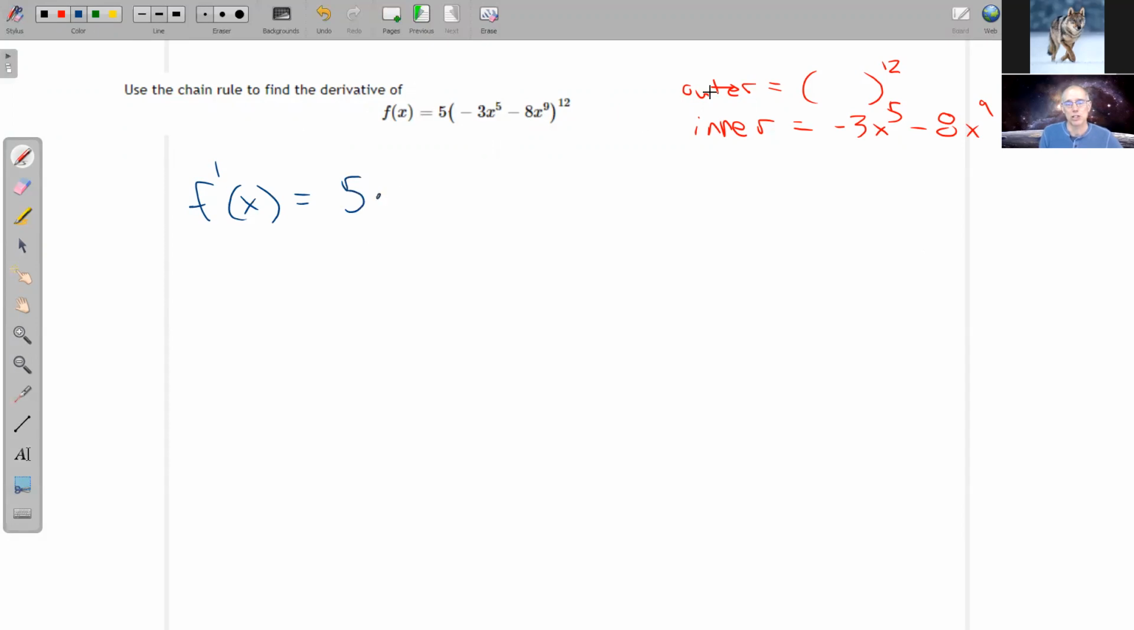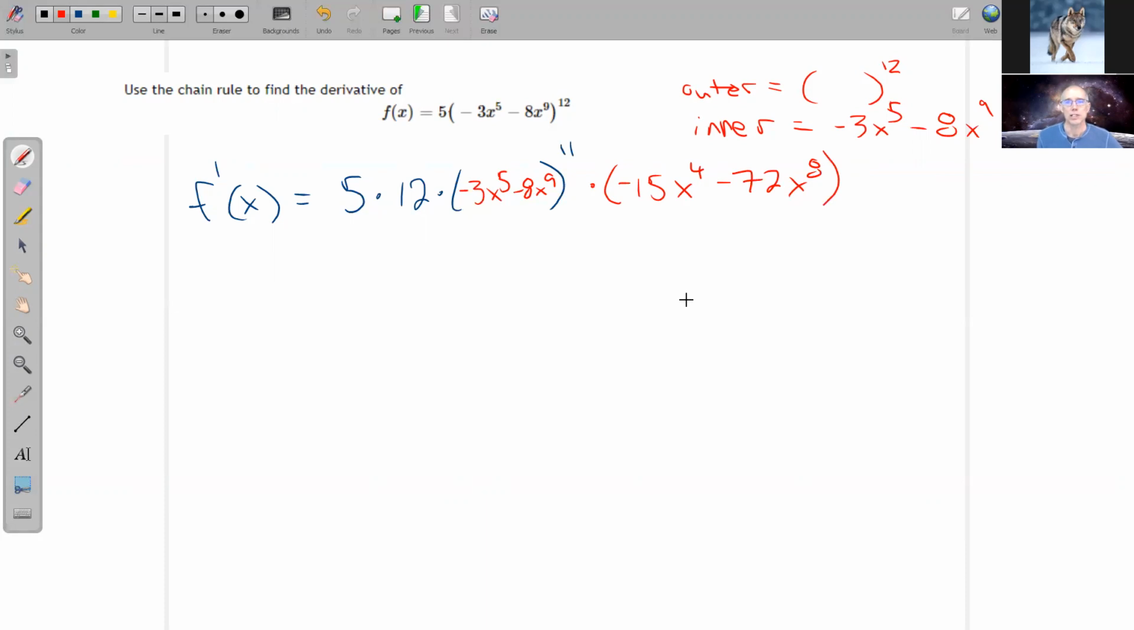And then the chain rule says take the derivative of the outer function, which would be 12 times the parentheses to the 11th. Leave that inside alone temporarily. And then multiply by the derivative of the inner function. So now I do that. So that would be 5 times negative 3, negative 15, 9 times 8, so x to the 4th. It's negative 72, x to the 8th.